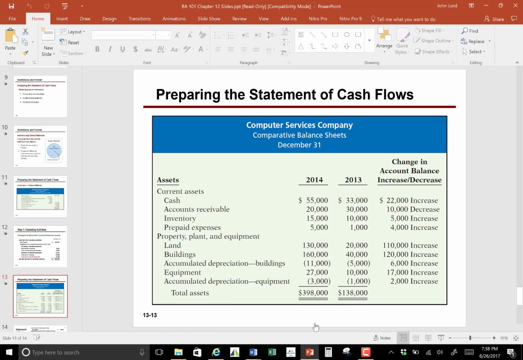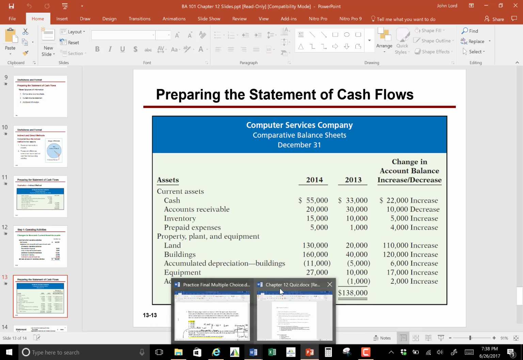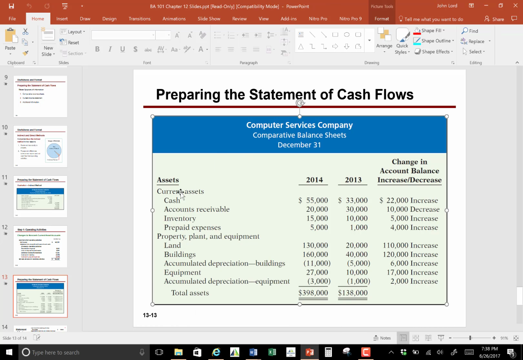So I'm going to go ahead and resume the recording, and I'll put the video up on B courses, okay? And we're going to talk about the statement of cash flows, but before we do, I wanted to look at this balance sheet of this company. You can see that they had cash at the end of 2014 of $55,000, and cash at the end of 2013 of $33,000. So they do indeed have an increase in cash of $22,000, right?